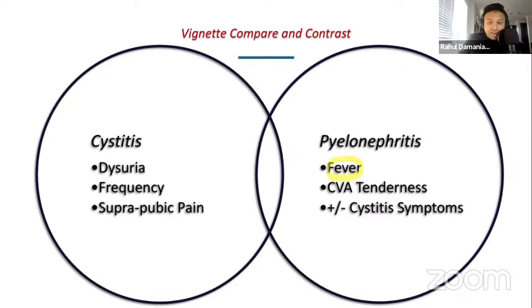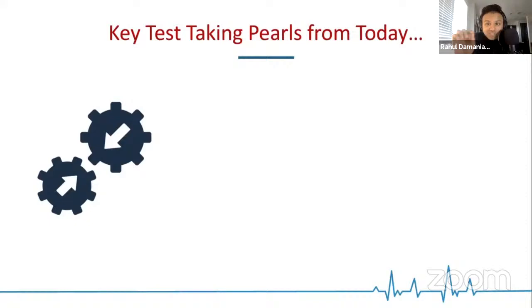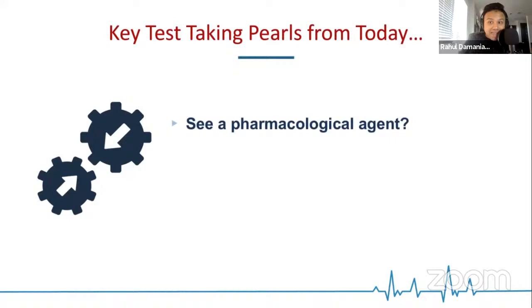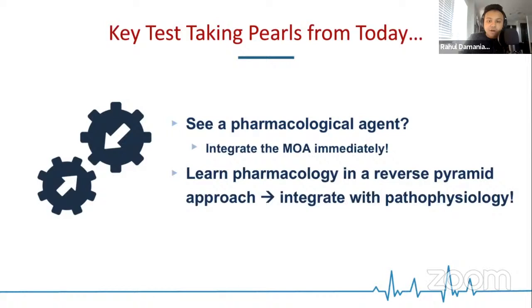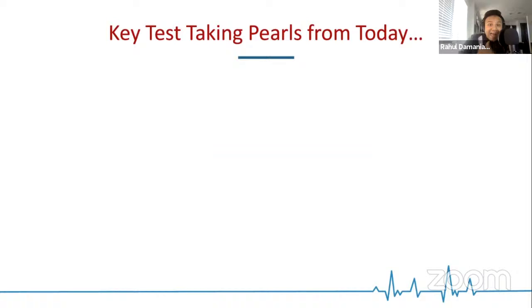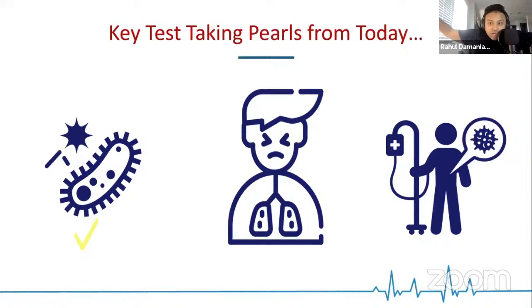And that brings us to the end of today's session. I'm just going to summarize some test-taking strategies for you. If you see a pharmacological agent within a test question, bam, recall the mechanism of action. Vancomycin, D-Ala-D-Ala, bam. The other test-taking point that I want you to know is for us to learn pharmacology in that reverse pyramid approach, integrating it with pathophysiology. And then finally, as you're going through pharmacology for the USMLE, understand not only the microbe, which is what Sketchy does, but understand the host, the immunocompromised host. You get an immunocompromised infection, and then you relate it to the clinical disease.